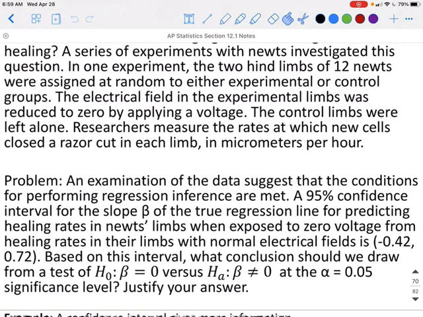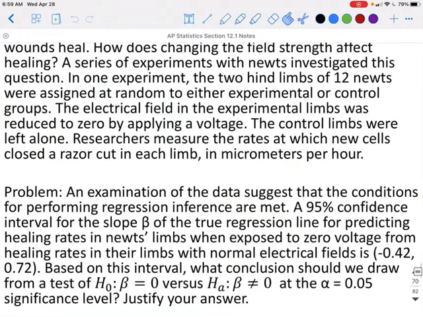Justify your answer. Because this is a two-sided test, and we know it's two-sided because the alternative is "not equal to," if we do 100 minus our alpha level, that will tell us what confidence interval should match. So 100 minus 5 gives us 95. The 95% confidence interval will match the alpha equals 0.05 significance level. Since we're going from negative 0.42 to a positive 0.72, 0 lies somewhere between those two numbers.